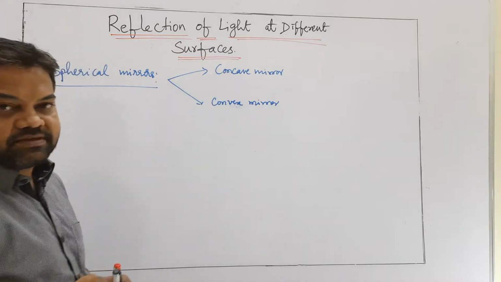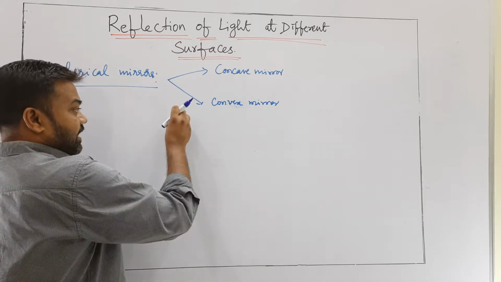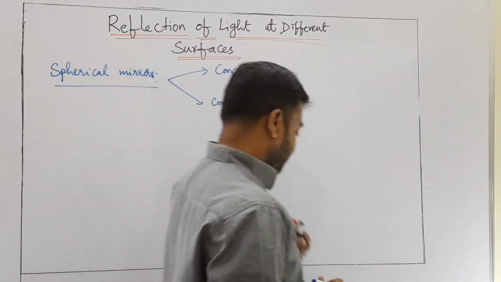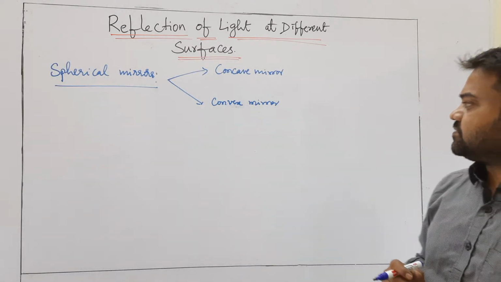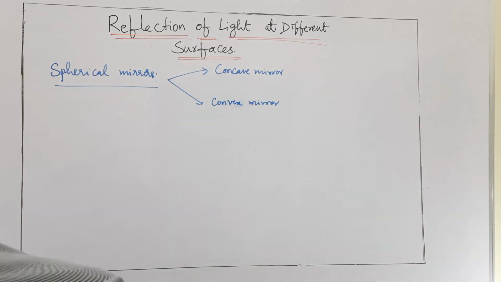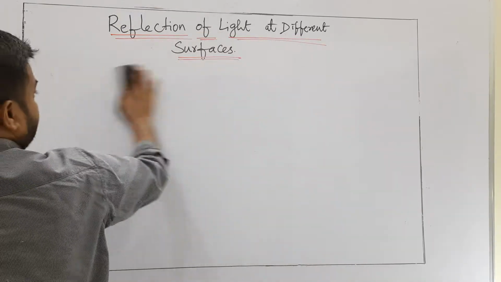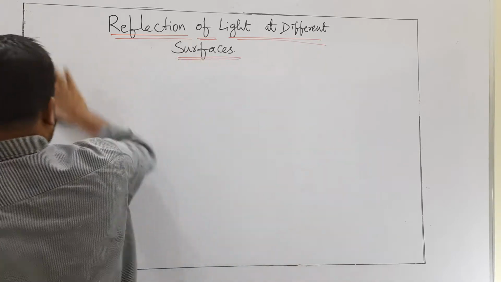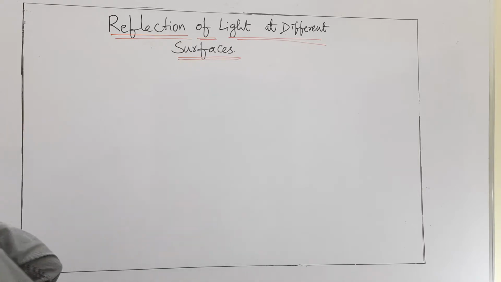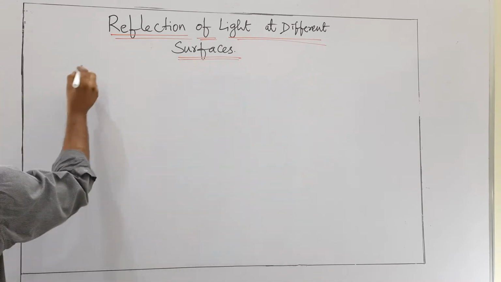And what about the convex mirror? A convex mirror is a mirror in which polishing is inside and reflection is outside. This convex mirror can also be called a divergent mirror. Like this, we have some differences. We will explain by taking diagrams. First we will explain by drawing the differences between convex and concave, because their differences are important.